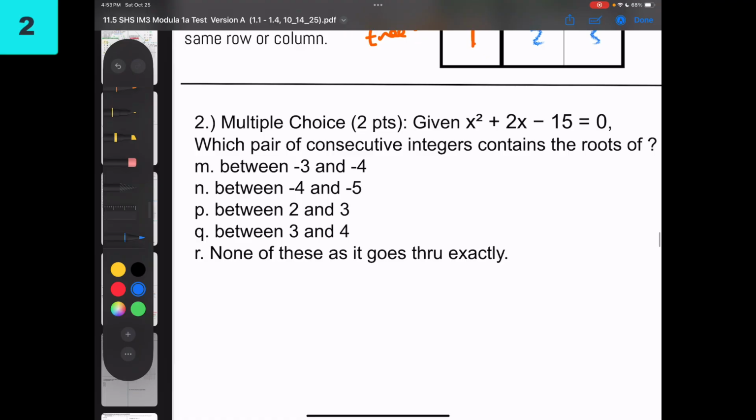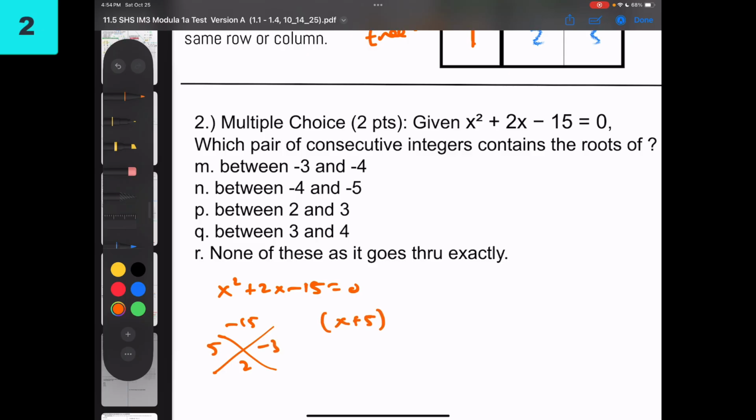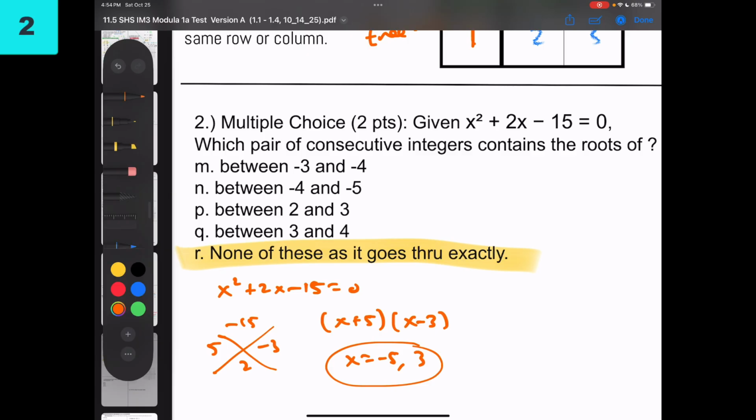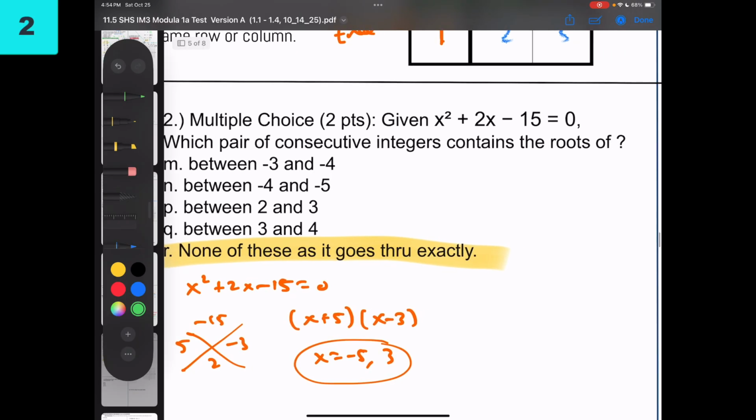Number 2, you have x squared plus 2x minus 15. I saw some students do this, which is fine, if you just factored it. And then you realize that if you solve it, you have -5 and 3. These are whole numbers, so your answer is actually R. Now, if you don't see that, you can just go back to your A, B's, and C's.